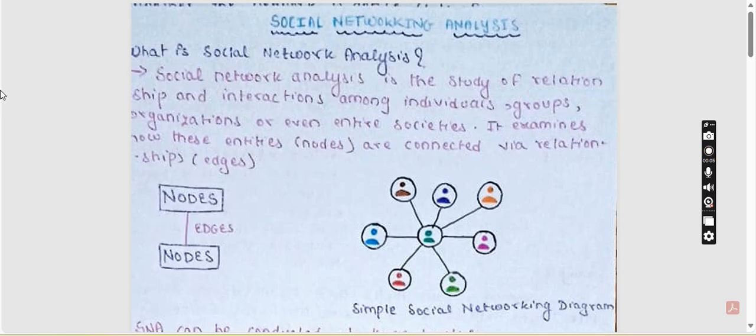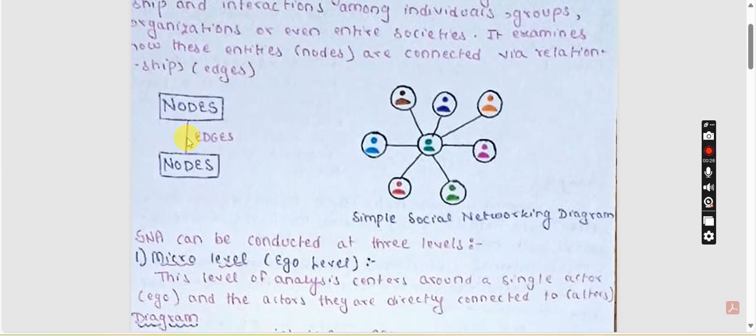So, today's topic of study will be 3 levels of social network analysis. Let us begin with a recap of what is social network analysis. Social network analysis is the study of how individuals or nodes are connected through relationships called edges. In this diagram, represented by a red line is an edge connecting two of the nodes. This is a simple social networking diagram.